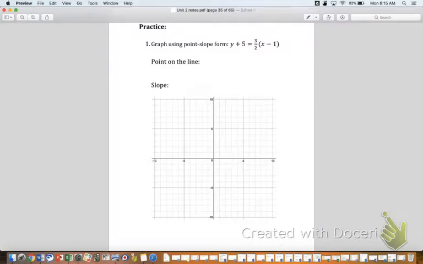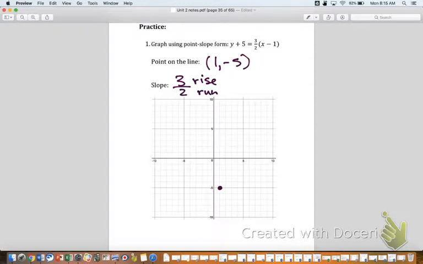Number 1, graph using point slope form. y plus 5 equals 3 halves times x minus 1. What is the point that's on the line? 1 comma negative 5. Do you guys remember to change the signs when you put it into that point form? Okay, so 1, negative 5 is right about there. And then my slope is what? 3 over 2. I agree. So my rise is 3 and my run is 2.